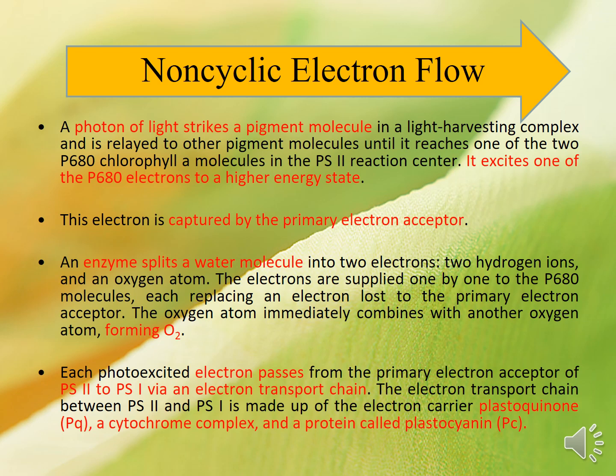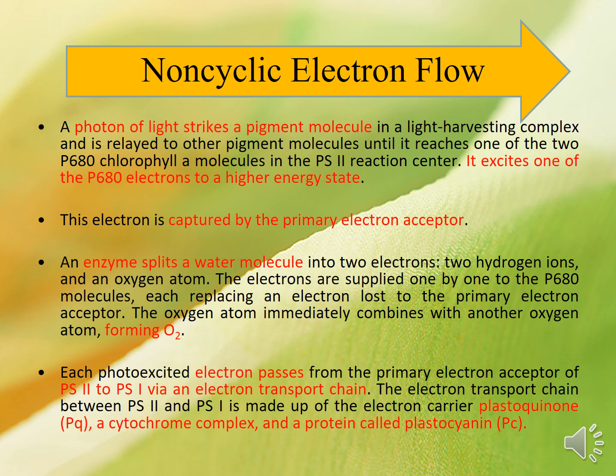And the oxygen that is formed from the splitting of water will immediately combine with other oxygen atoms, forming oxygen. So from the oxygen atoms, 2 oxygen atoms combine, so they become the oxygen. Alright, and step number 4.